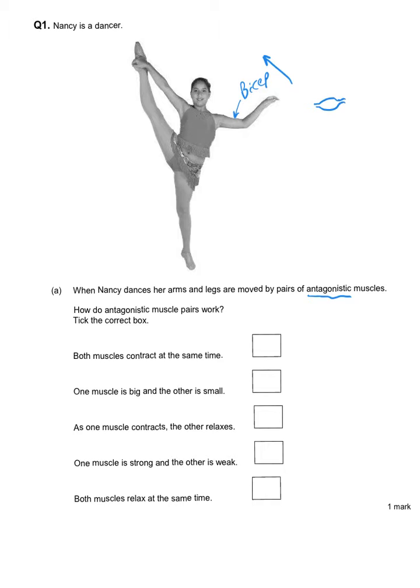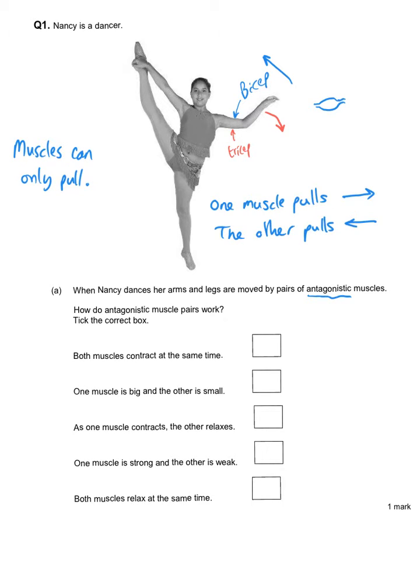And then if she wants to move her arm the other way, I'll switch my colours just this time. If she wants to move her arm this way, then this is the muscle that will contract, the tricep. And it's the same idea with the legs as well. When one muscle contracts, the other one relaxes. And so any movements will always be in pairs, and that's because muscles can only pull things when they contract. So they have pairs, and one muscle contracts to pull something one way, and the other contracts to pull it the other way. And so the answer here is the third one. As one muscle contracts, the other relaxes.